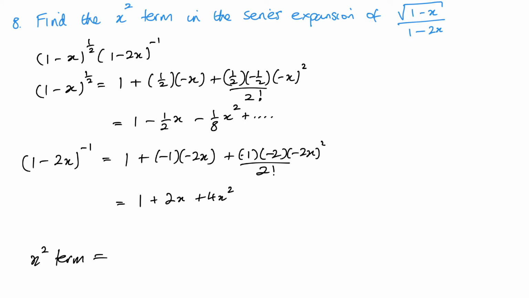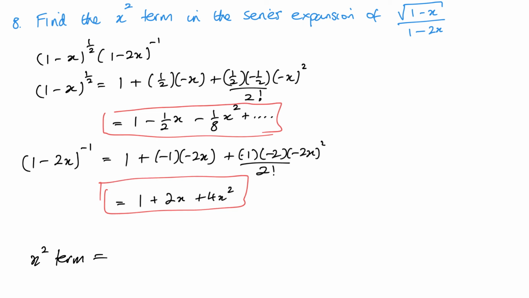Now, to find the x squared term, what I need to do is I need to look at both of these two expansions. So I'll just pop a red box around them both, and all the combinations where I can get an x squared by multiplying them together. So looking from the first box, we'd have 1 times my 4x squared. We've got minus a half x times the 2x. And we've got minus 1/8 x squared times the 1. So those are the combinations.